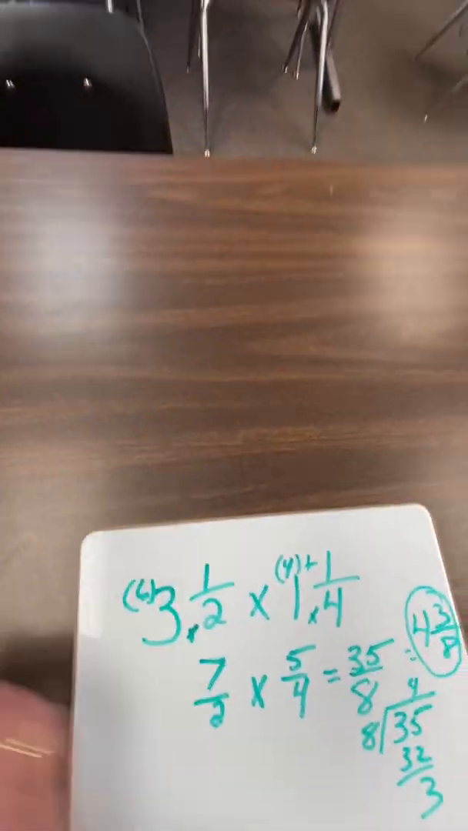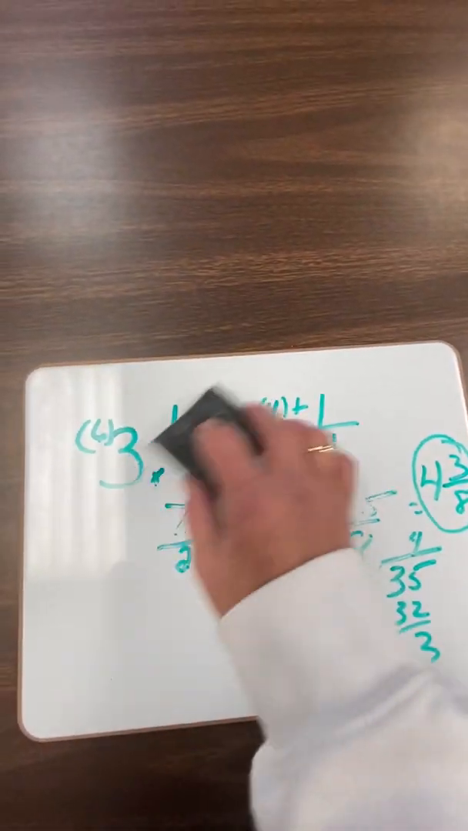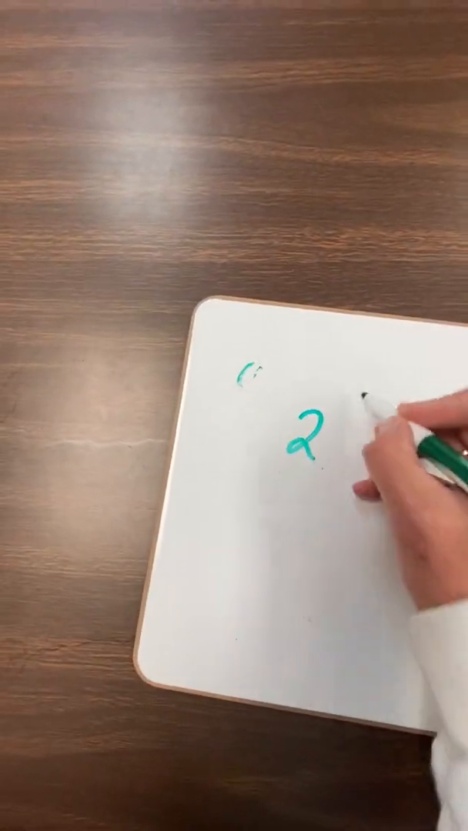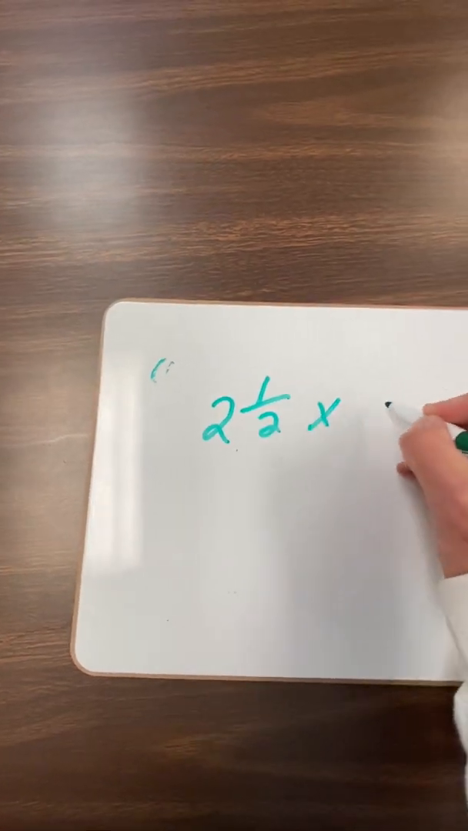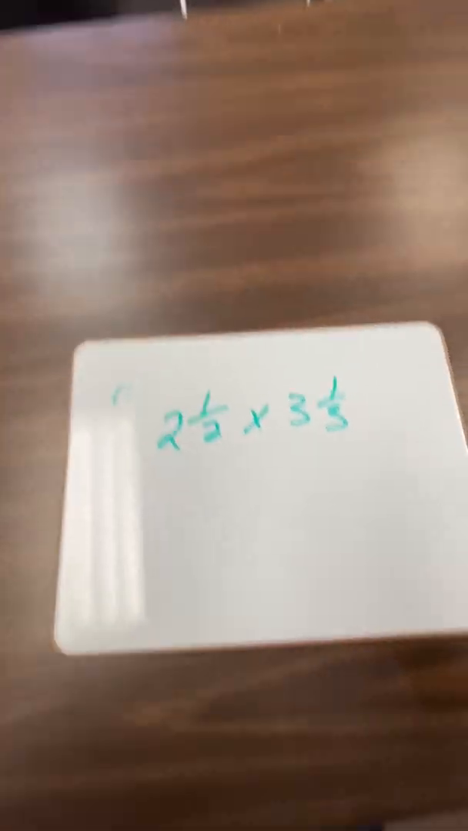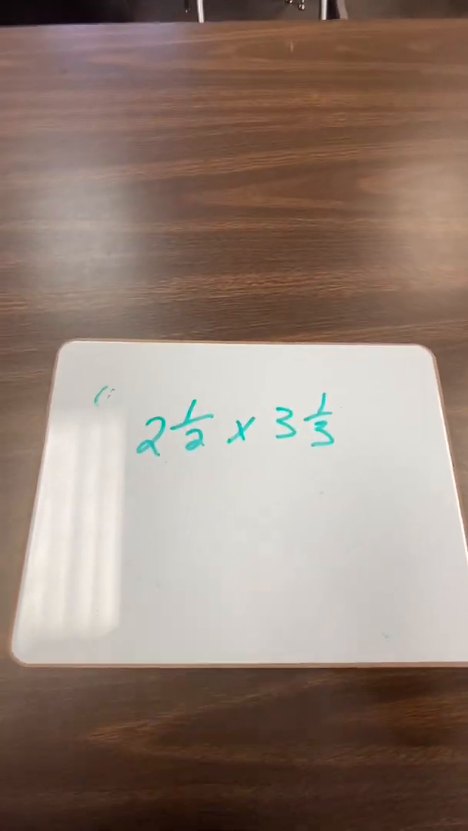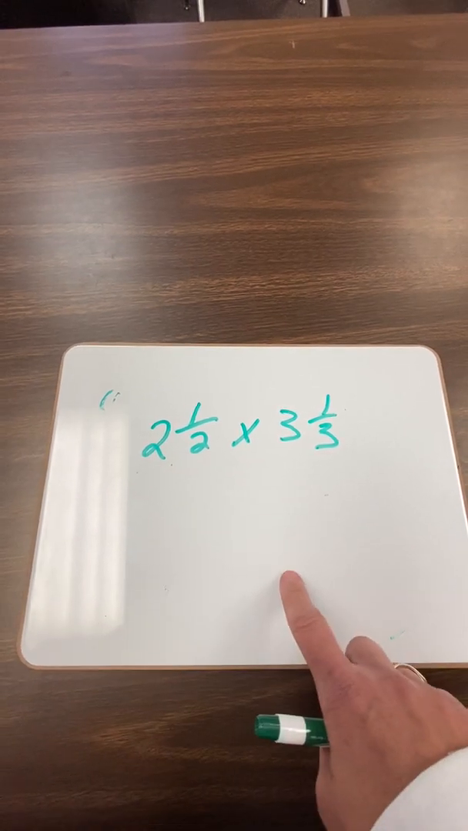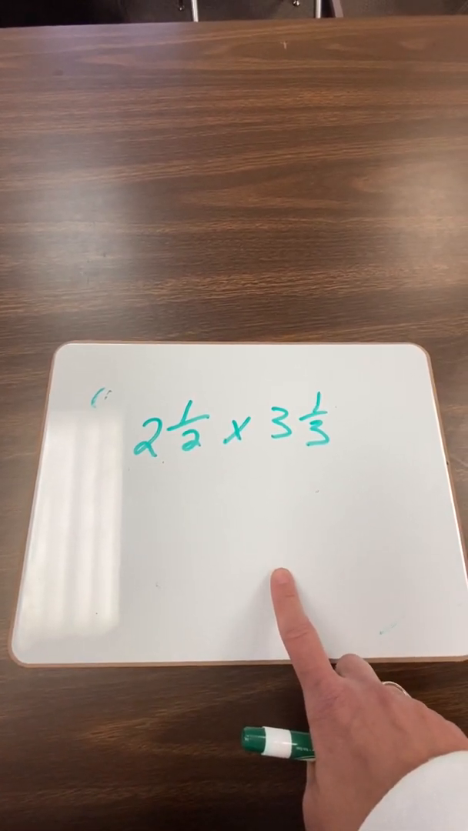Okay, so let's erase that one. Okay, now let's do 2 1/2 times 3 1/3. I'm going to give you all a couple minutes to convert these mixed numbers to improper fractions, and then you try to multiply them.